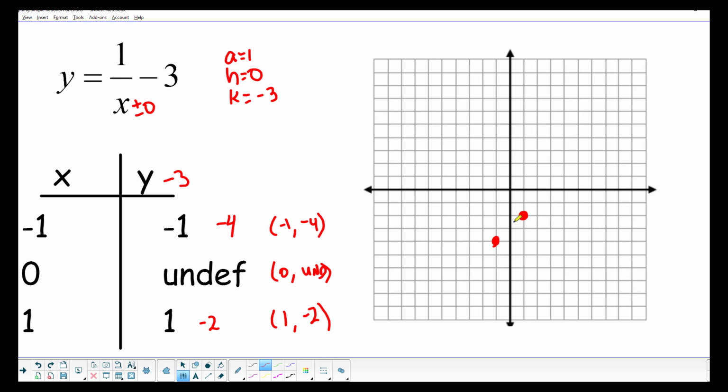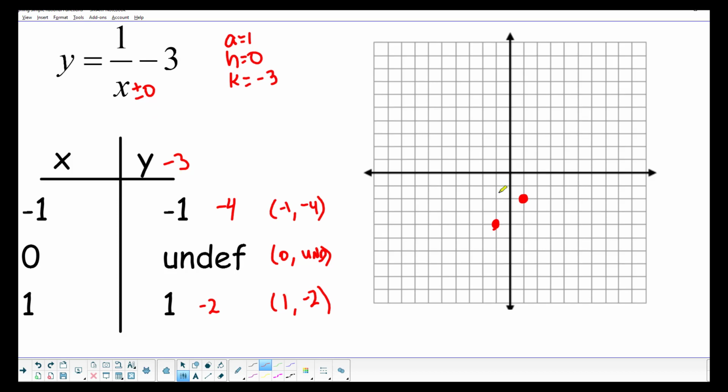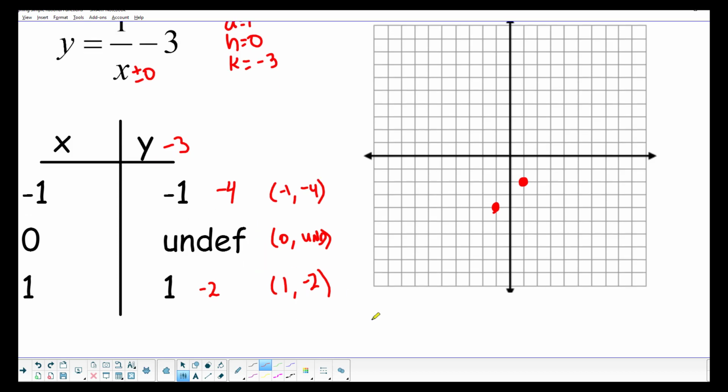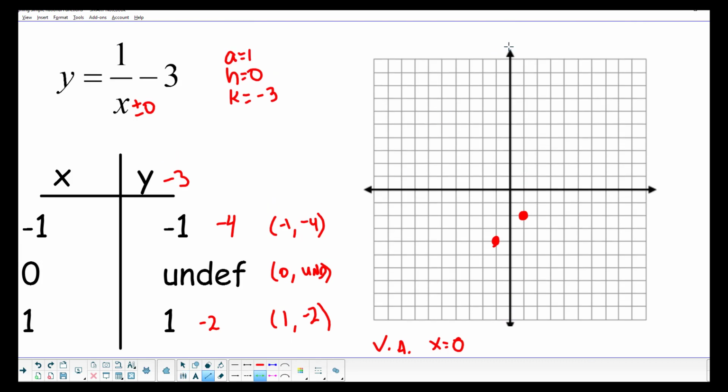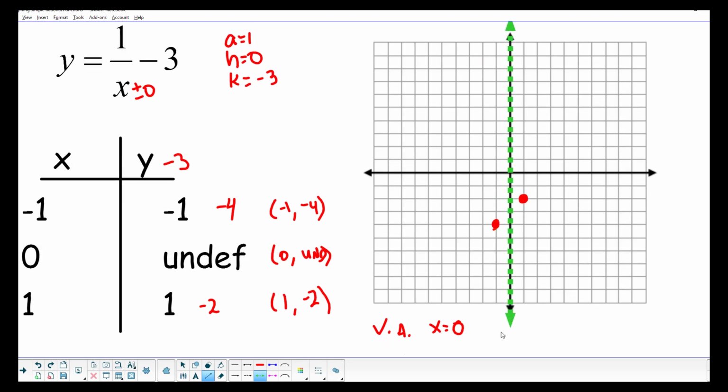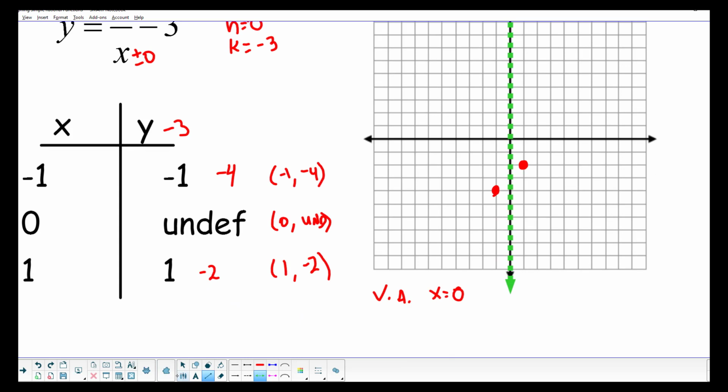So what we need to do is identify where those asymptotes really are. My vertical asymptote, as we said, is at x equals -h. Well, that means -h, there was no h, it was 0, right? So I'm going to draw a vertical asymptote when x equals 0, which is right along the y-axis, okay? So we'll go ahead and draw that in with a vertical dotted line right through the y-axis.